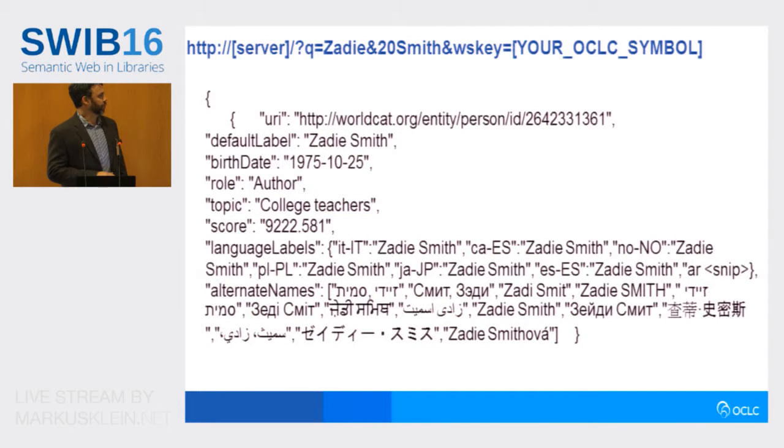So I was told that people wouldn't mind if I put up some JSON, so I'm going to do that. This is a single result from a search. This search is simplified, but I could add parameters in terms of a result set of 1, 10. So for one of the results here, we get the entity ID, a default label, birth date, role, topic, and the score, as I mentioned. I saw scores from something like 40,000 down to 2, so there's a fairly wide range. Of particular note here are all the language labels that we have.